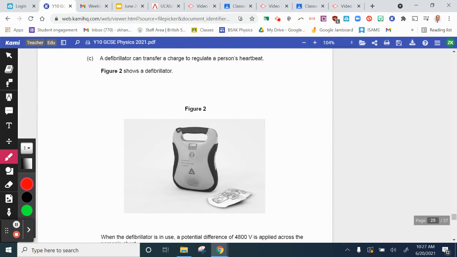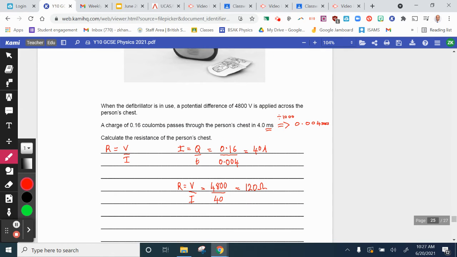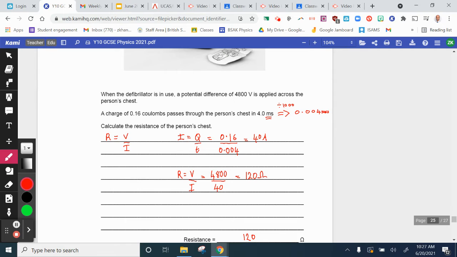Part C, a defibrillator can transfer a charge to regulate a person's heartbeat. So figure 2 shows a defibrillator, and what we are doing in this question is when a defibrillator is in use, the potential difference of 4,800 volts is applied across a person's chest. A charge of 0.16 coulombs passes through the person's chest in 4 milliseconds. Calculate the resistance of the person's chest.